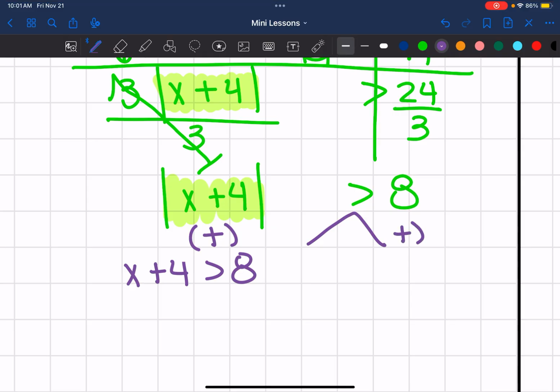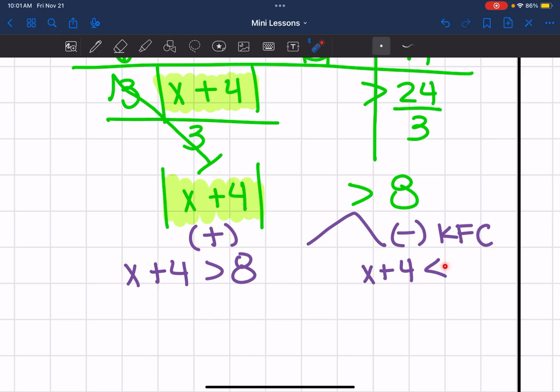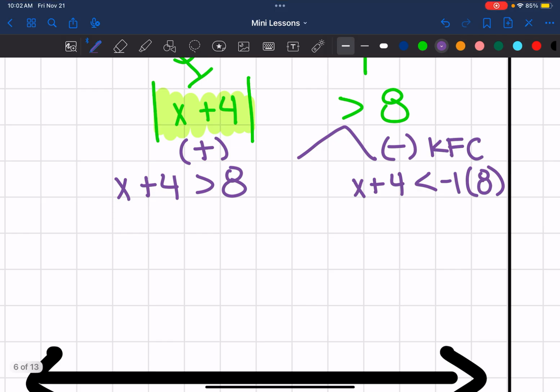On the negative side, we have our KFC: keep, flip, change. We keep the absolute value stuff, so x plus 4, just no more absolute value. We flip the inequality to go the other direction. So originally it was a greater than, now we're going to flip it to be a less than. Then we're going to change whatever is on the right side by multiplying a -1 to it. So -1 times, and in this case it's just an 8 over there.